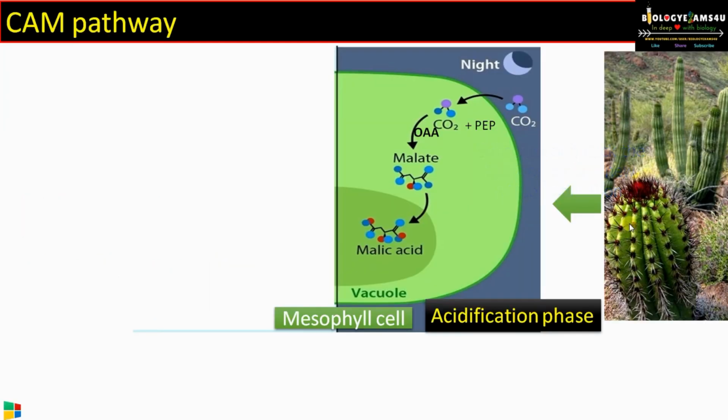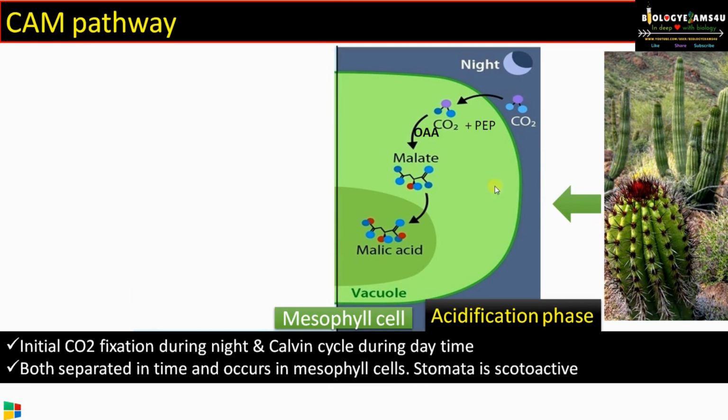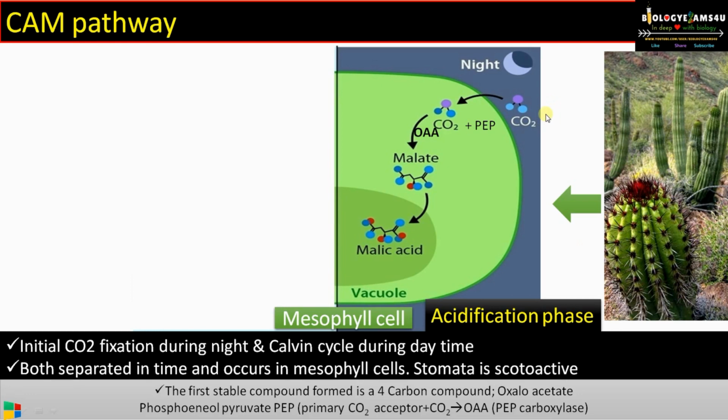Moving into the topic, starting with the CAM pathway. This is a desert plant, and you can see the mesophyll cells of this plant. Suppose this is a mesophyll cell of this plant. The major concern of this plant is to conserve water. So this pathway allows the plants to conserve water. So let us move into the cycle.